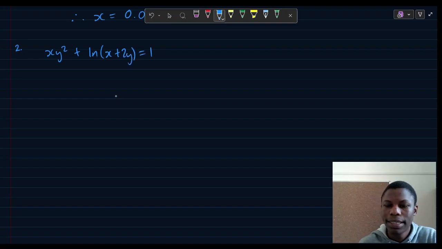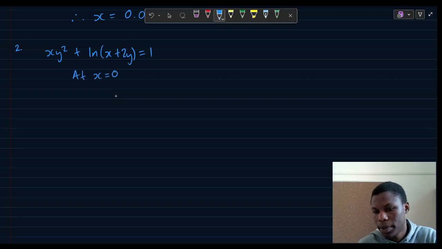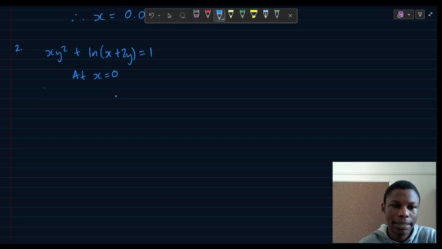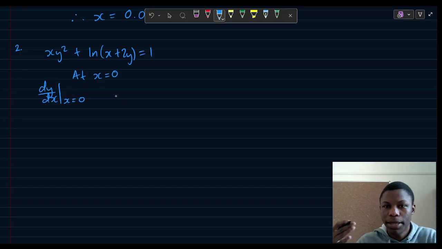Number 2, the equation of a curve is xy squared plus ln of x plus 2y is equal to 1. Find the gradient of the curve at the point x is equal to 0. So what they're asking me is to evaluate dy/dx at x is equal to 0. So to be able to do that, we first need to find our gradient function, which is dy/dx, and to do that, we just need to differentiate.